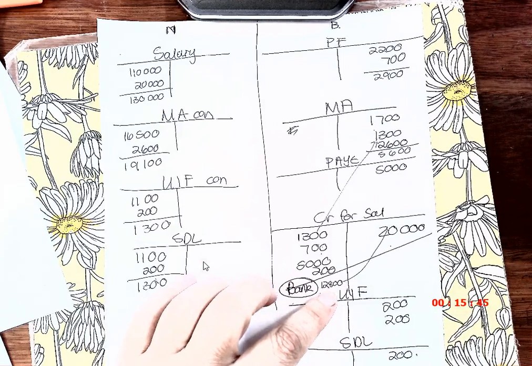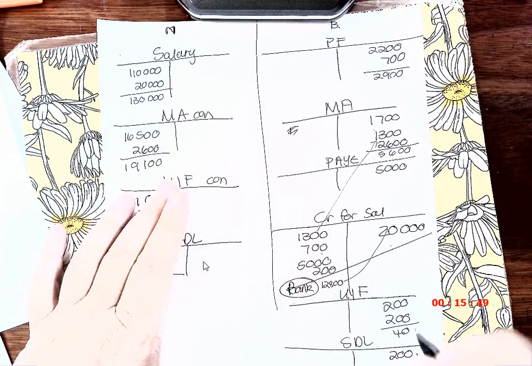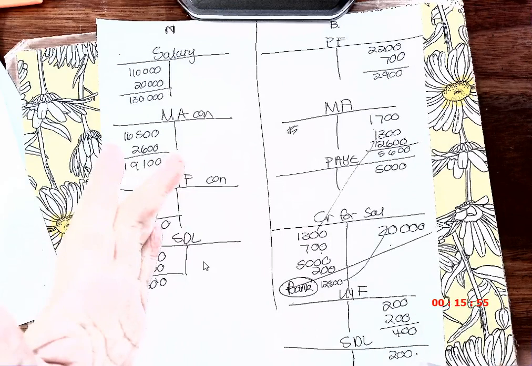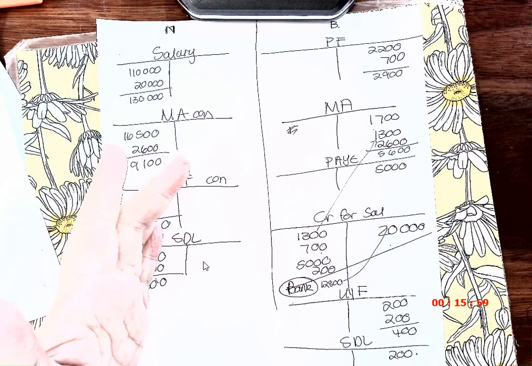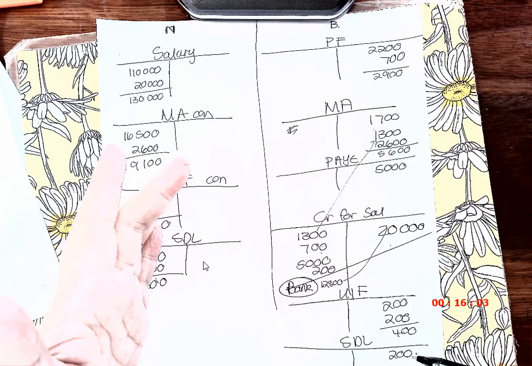Okay. UIF, I owe 400. SDL, I owe 200. Okay. Why isn't SDL and UIF the same here? Because you made a contribution. Because we also deducted. This one we didn't deduct, we only contribute. Okay. So this is my book.